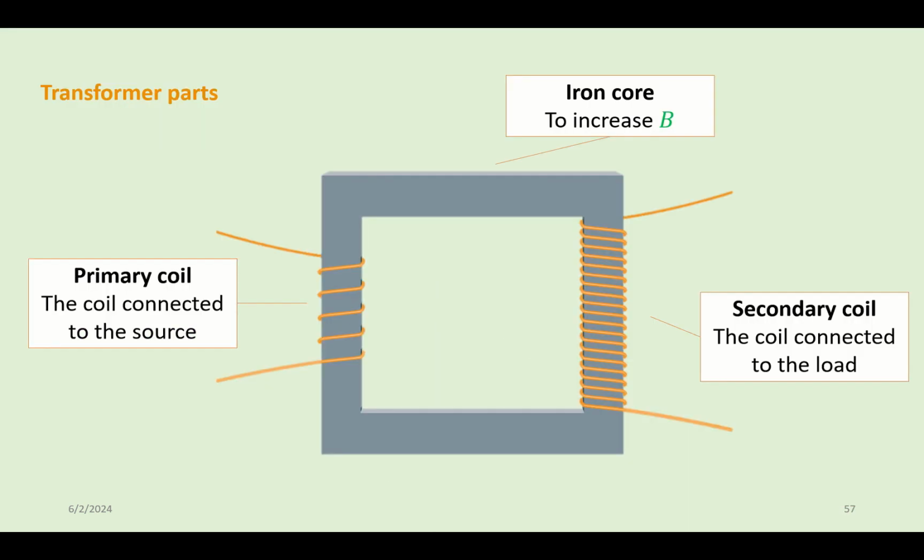These are the transformer parts. We have an iron core that is used to trap the magnetic field produced by the wires and increase it. We have the primary coil, which is the coil connected to the source of the voltage. And on the other side, we have a secondary coil, which is the coil connected to the load, the electrical device, like a refrigerator, like a light bulb, any kind of device that requires electricity to work.